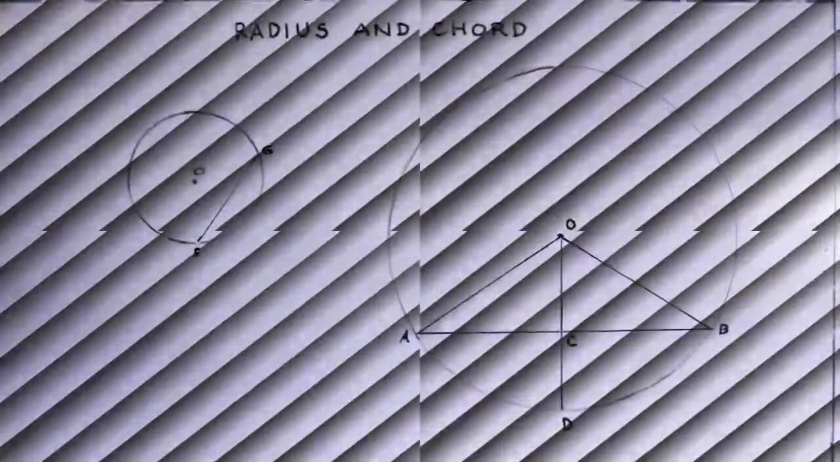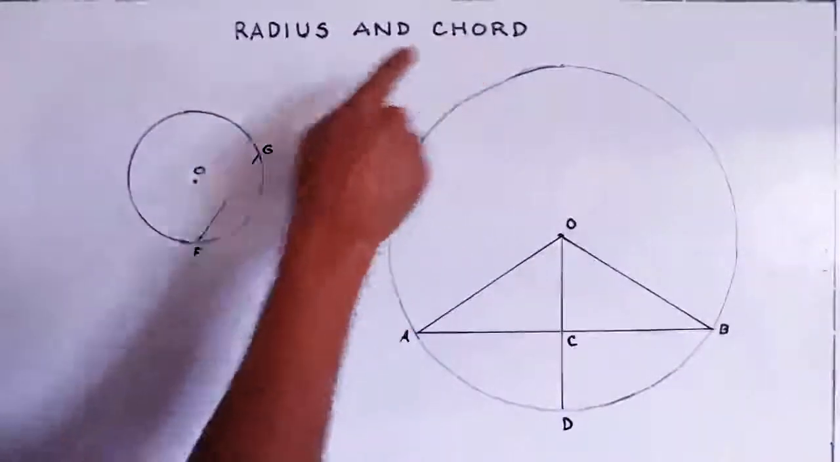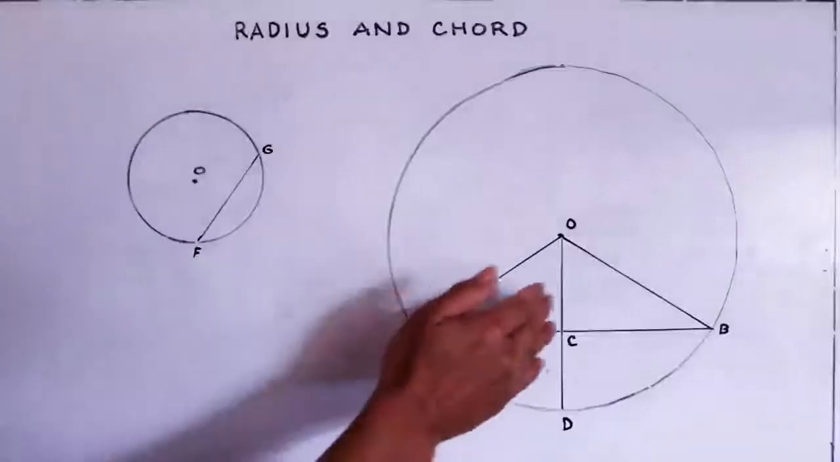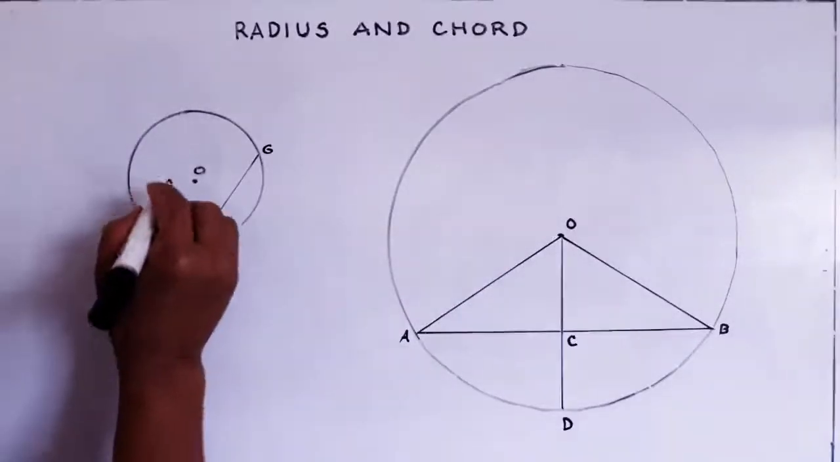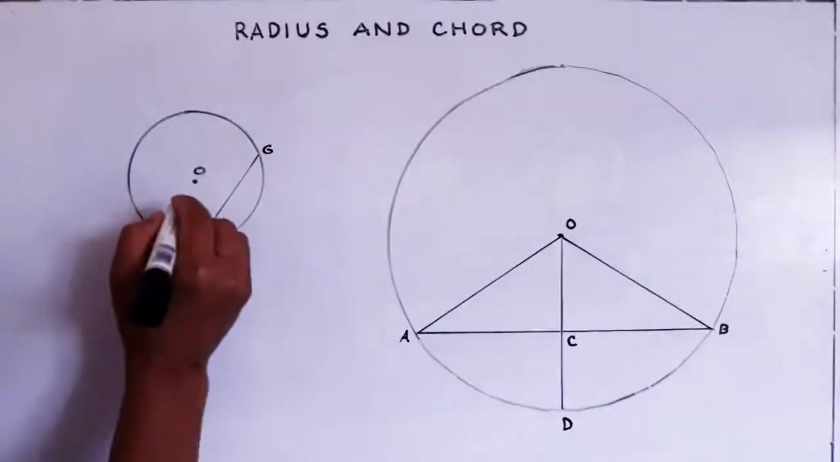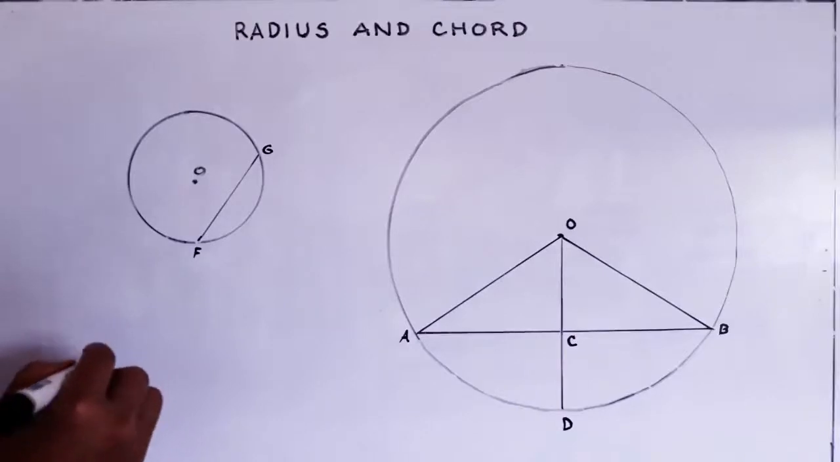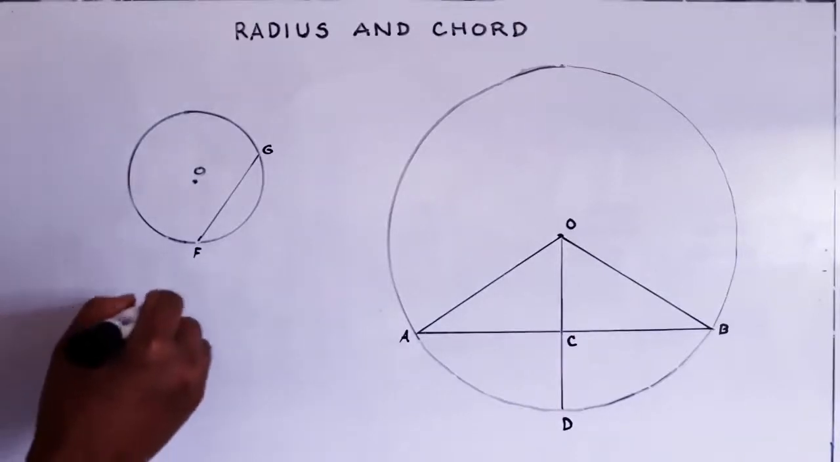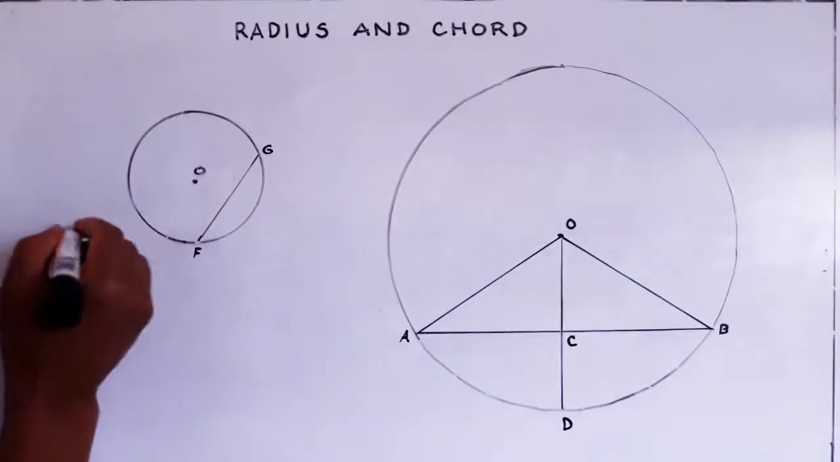Good day, learners. Today we are going to study the relationship between the radius and the chord. Before we proceed to this one, let's have our review. We have the central angle or subtended angle, and then we have the measure of the arcs.